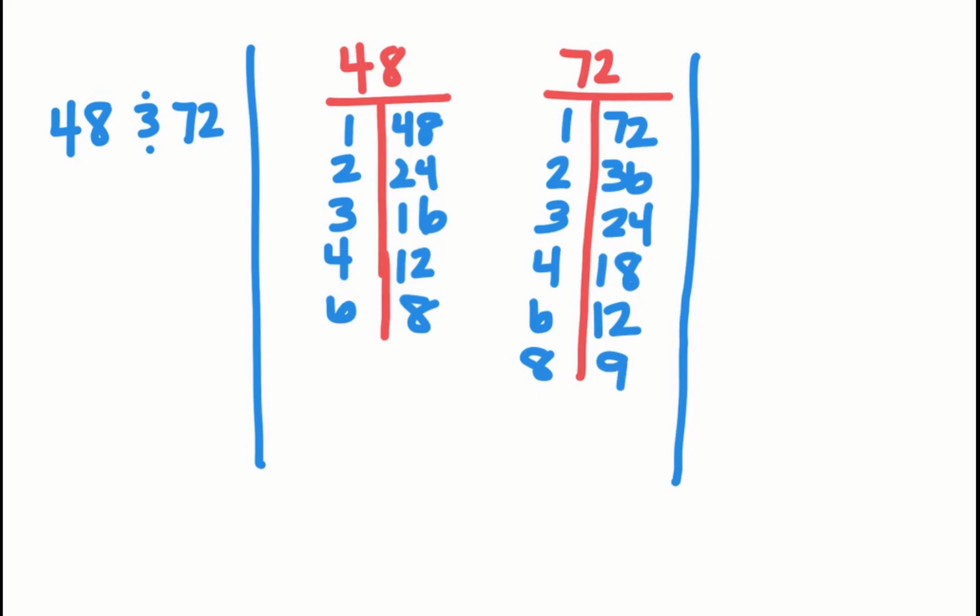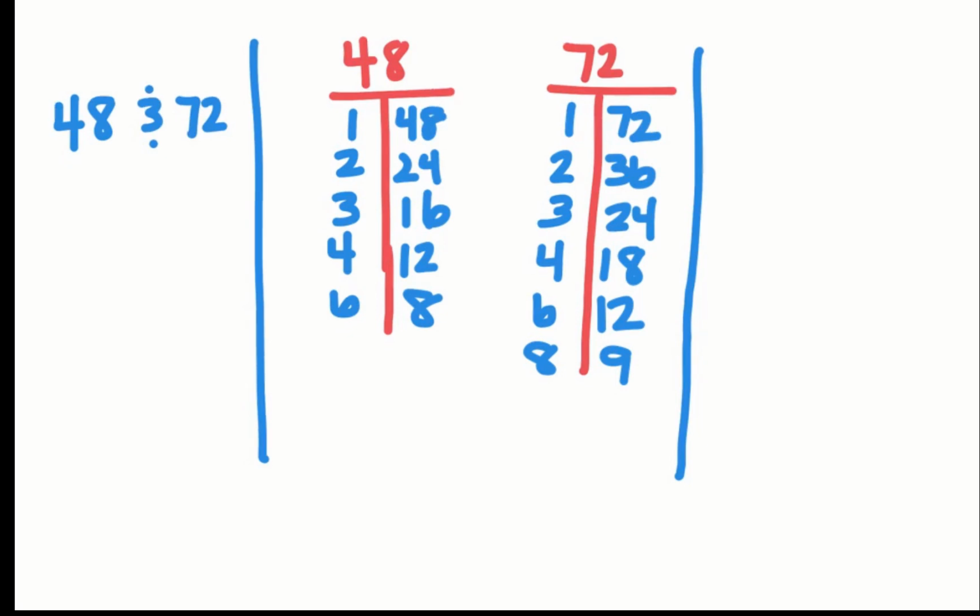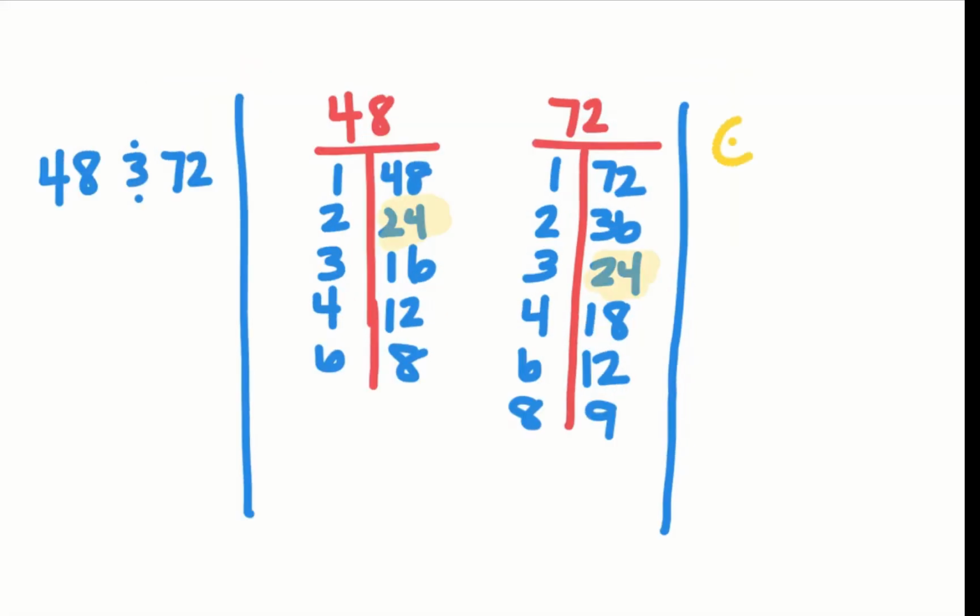So take a moment to look at the two lists. What is the greatest factor that 48 and 72 share? Our GCF for 48 and 72 would be 24. That is the biggest factor that those two numbers share.